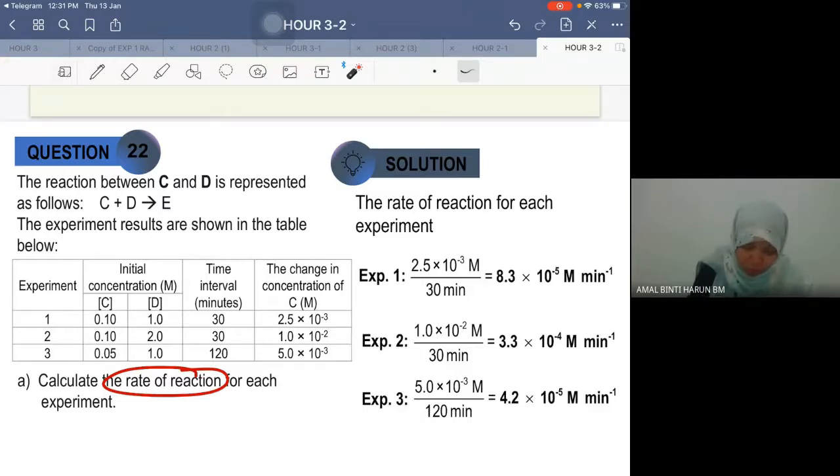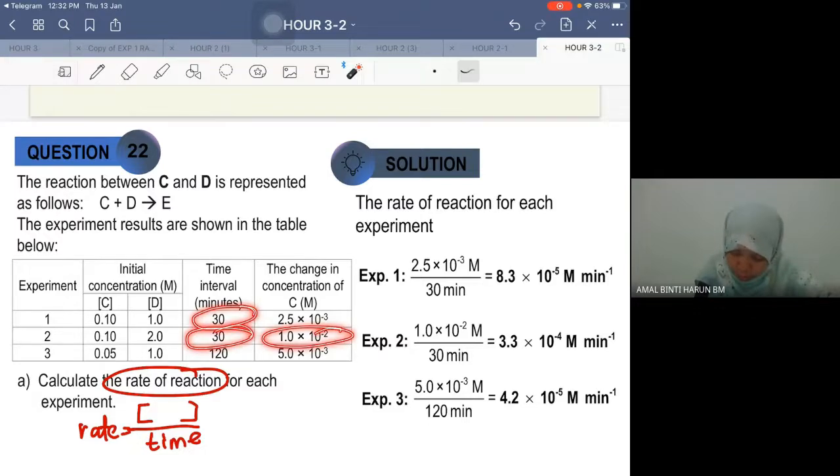Rate. What is rate? Rate is concentration changes in concentration with the time. So sekarang you ada apa sekarang? Okay. You ada change in concentration dengan time. So this one divide by 30. Dapat rate dia the first one. Ulang proses yang samalah ni dengan ni. Sebab dia bagi change.